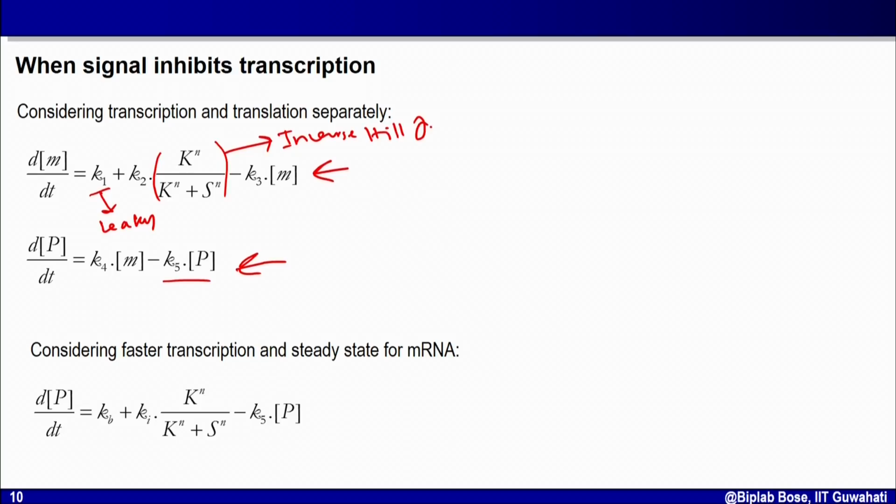So I can consider dm/dt equal to 0, and replace the m steady state value with the algebraic relation from the first ODE and put that in the second one. As in the last slide, I get dp/dt, the rate of change in protein concentration, equal to Kb, the basal rate of production, plus Ki into the inverse Hill function or negative Hill function in this case, minus K5 into P.